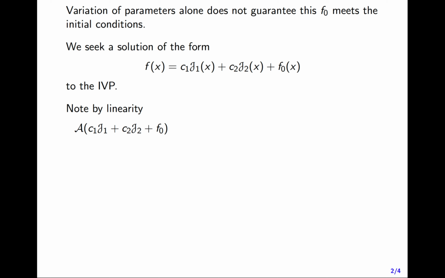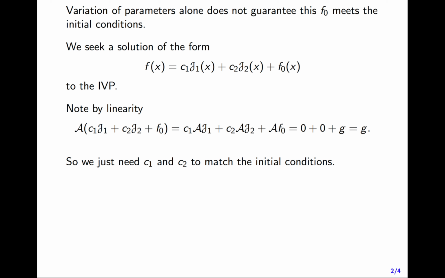A good check on our work is that a function of this form does indeed solve the non-homogeneous ODE part. If I apply A to the linear combination c1 j1 plus c2 j2 plus f0, this turns into c1 times A on j1 plus c2 times A on j2 plus A on f0. A on j1 and A on j2 is 0. A on f0 is equal to g. I get 0 plus g equals g. So a function of this form does solve the non-homogeneous equation. And I just need to find now c1 and c2 to match the initial conditions.